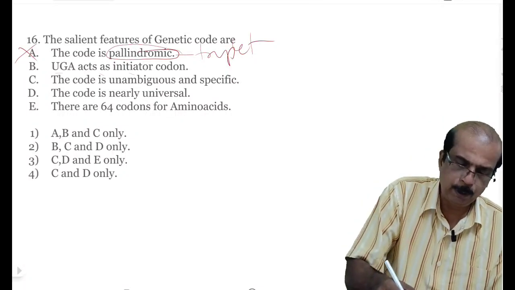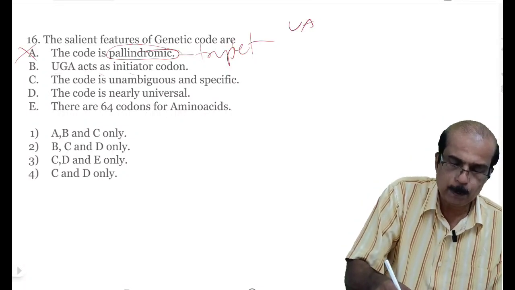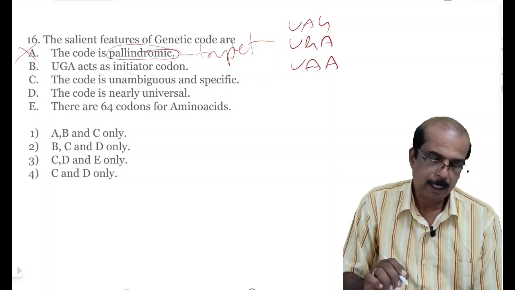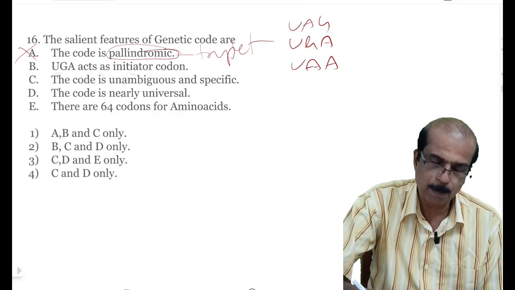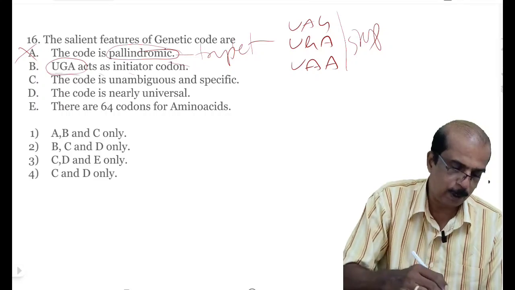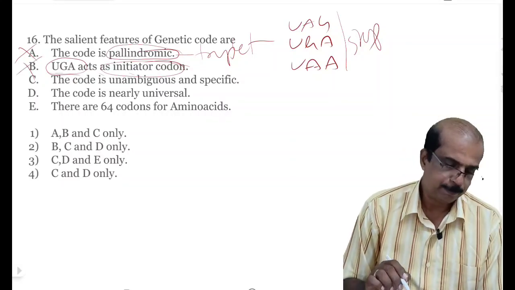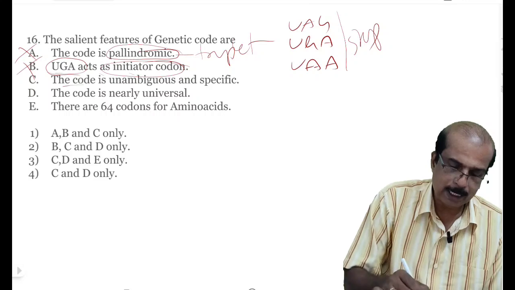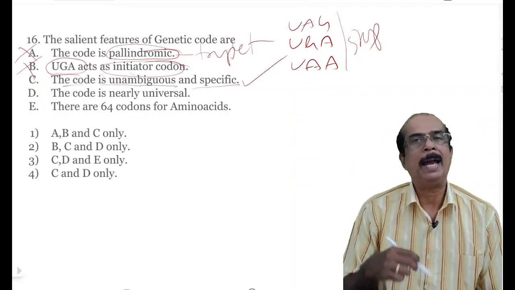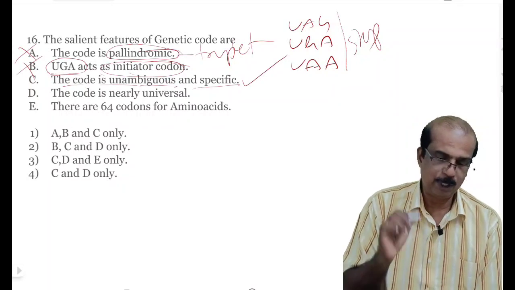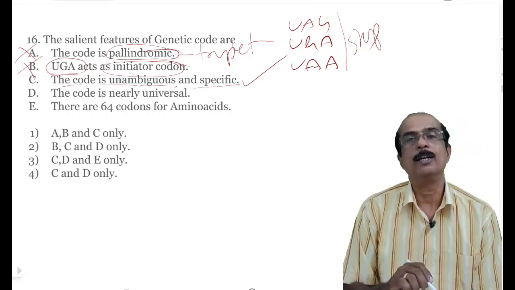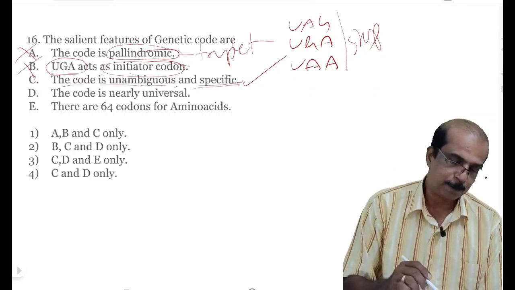We know that UAG, UGA and UAA are stop codons. UGA does not act as initiator codon, it is a stop codon. That statement is also a wrong one. C. The code is unambiguous and specific. Correct. Genetic code is unambiguous. No ambiguity regarding the specification of genetic code. Genetic code is clear and it is specific also.